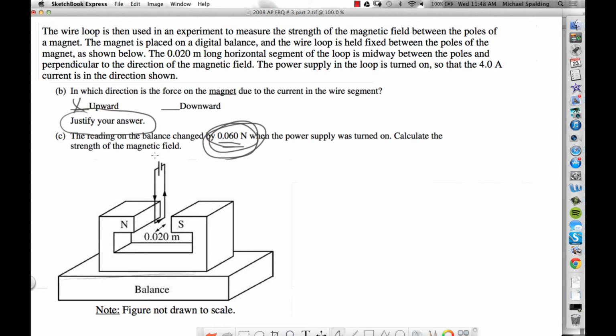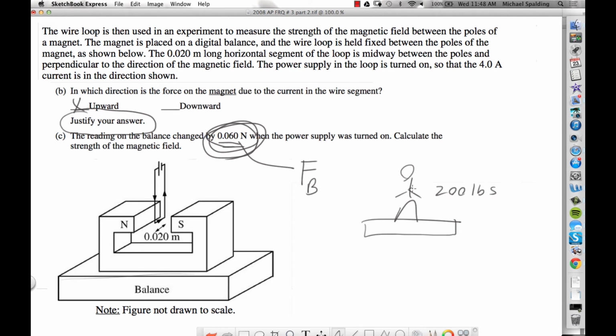What would that be? If the reading on the balance changes by 0.06, what are they telling us there? That's the force of the magnetic field, right? It's kind of like this. Look, if you're standing on a scale, let's say you're standing on a scale. So for me, I weigh about 200 pounds, right?